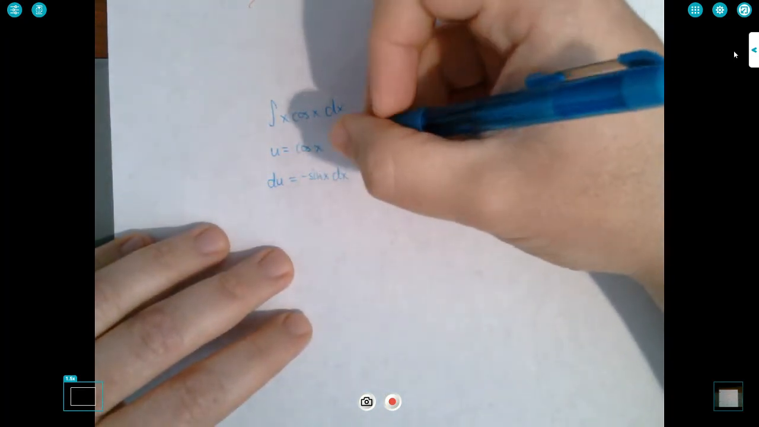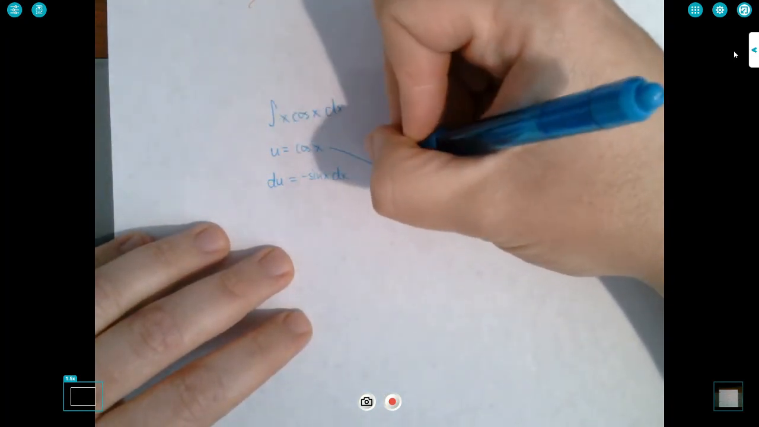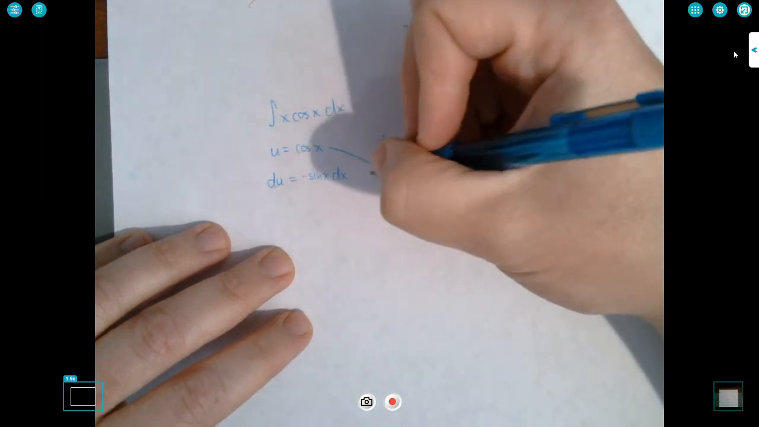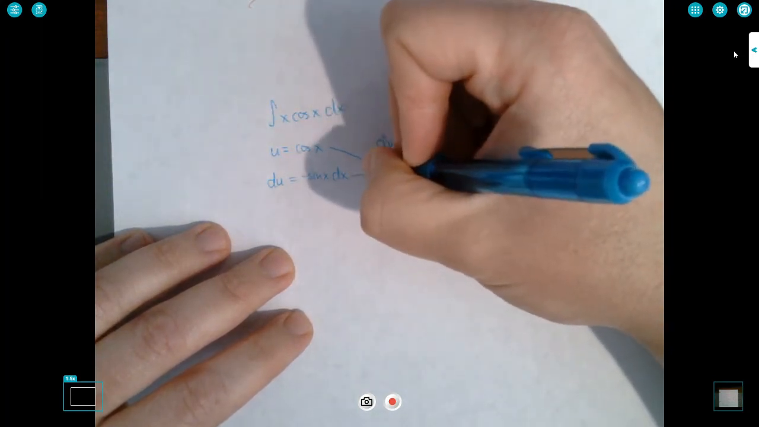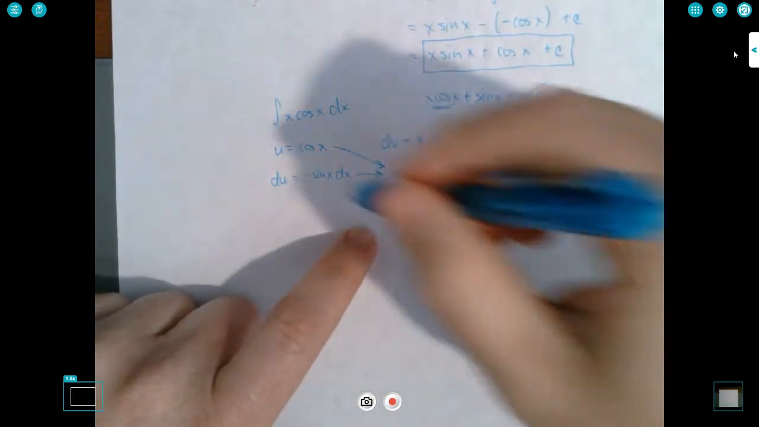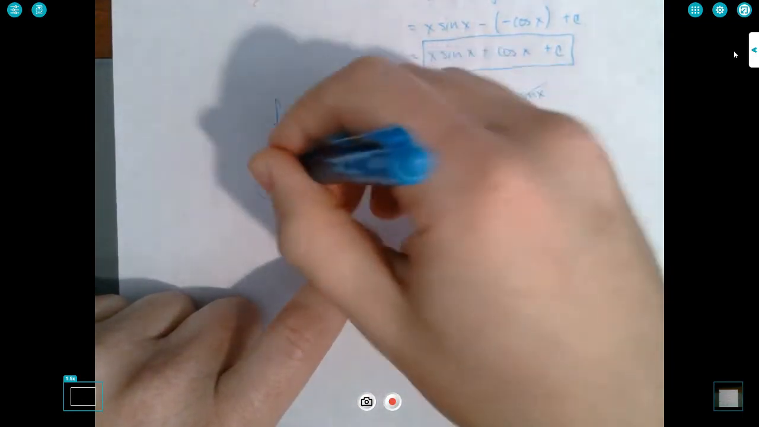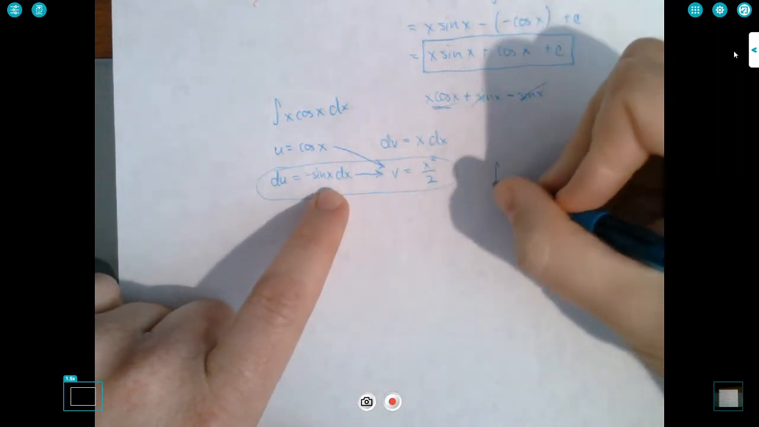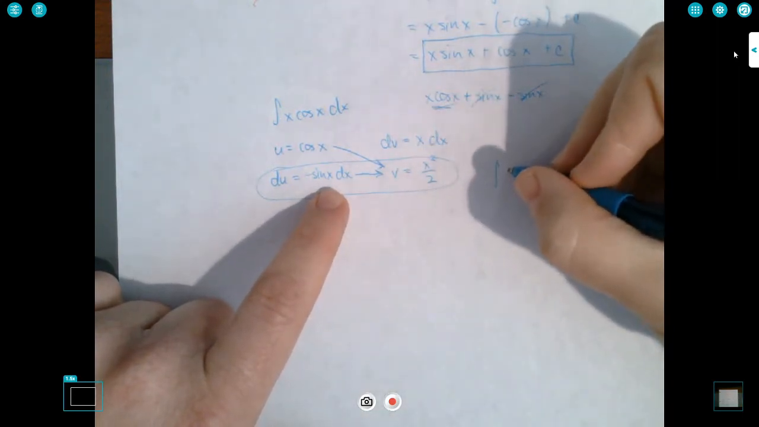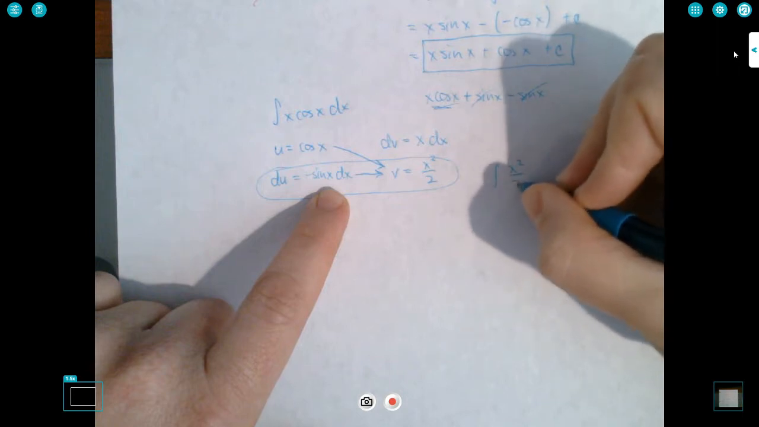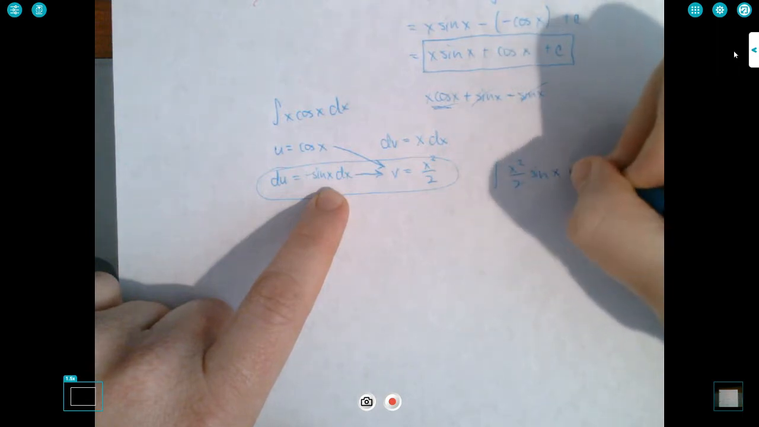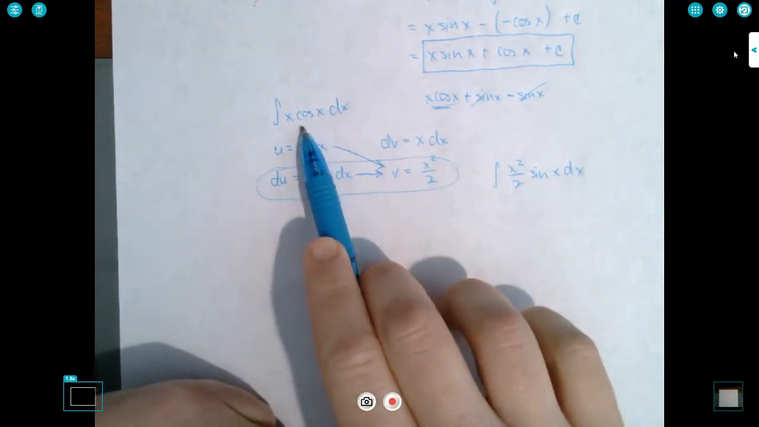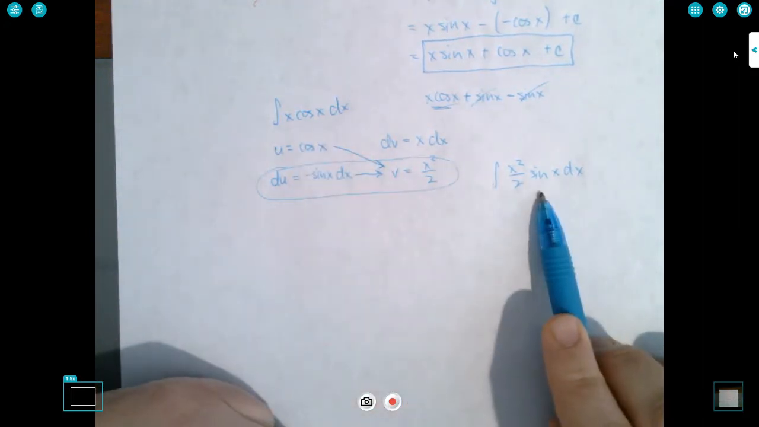And then notice when you do that little trick, u times v, well, that's not a problem. That's just x squared over 2 times cosine x. But then v du, this part, you're going to have to remember, this is the last row, the thing that you have to integrate. So you'd have to integrate x squared over 2 times sine x dx, and that's even worse than what you started with, right? It just makes the problem worse.